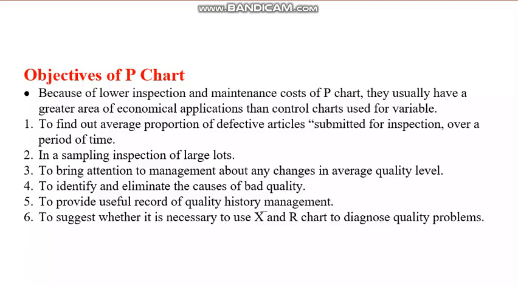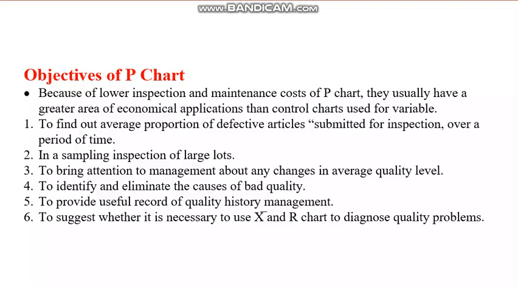you use P chart. And in a sampling inspection of large lots, when the number is too much, you cannot do the X bar R charts, because you cannot be attending to so many parts and when the time available is less. So then you go for attribute charts like P chart.